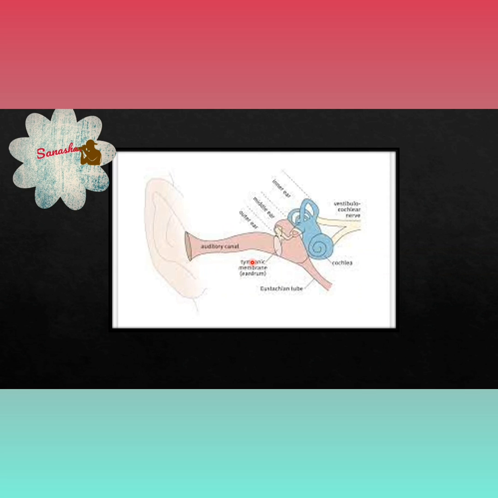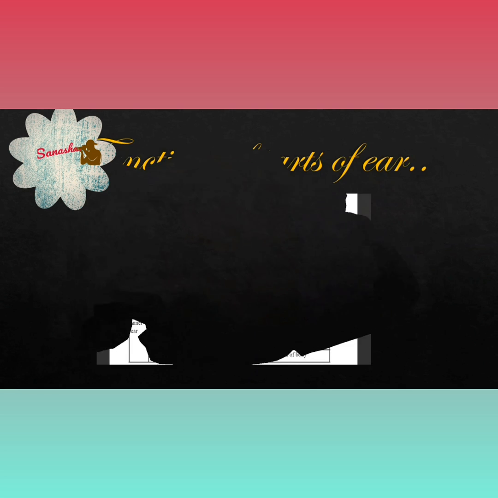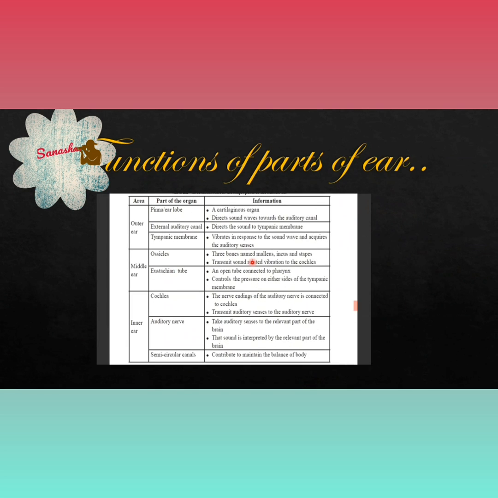In here, no relevant part is mentioned, but it says that the auditory canal sends the auditory sense towards the relevant part of the brain. So let's move on. Functions of parts of the ear. Now we all have a good knowledge about each and every part that is present in our ear. So as I told, the ear is categorized into mainly three parts. First one is the outer ear, second one is the middle ear, and the third one is the inner ear.